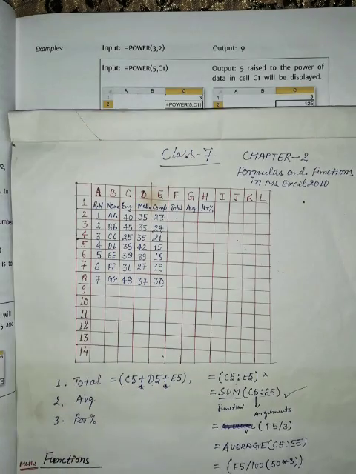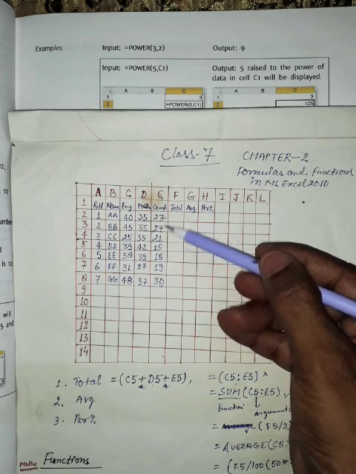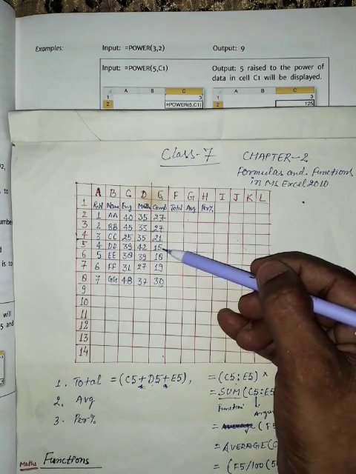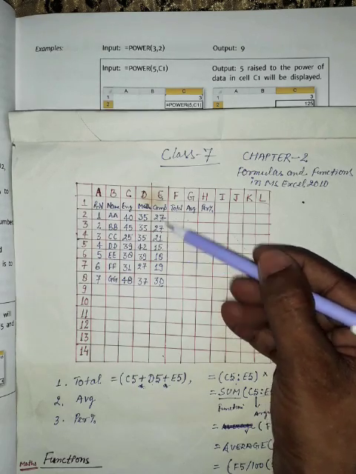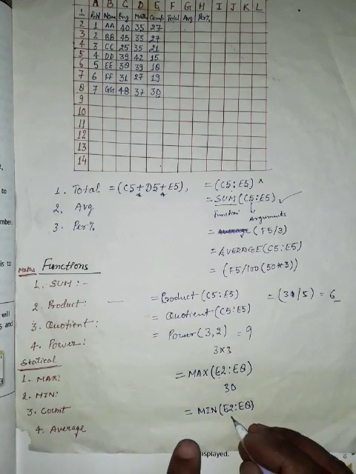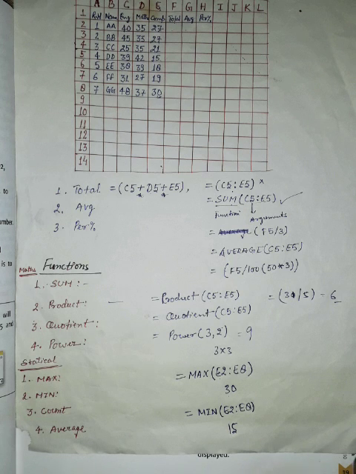Here we can see the least value is 15: 27, 27, 21, 15, 18, 19, 30. So 15 is the least value in the given column. The result would be 15, the least value. This way we can get the maximum value and minimum value in the given marks. It is very easy to find the minimum and maximum value.